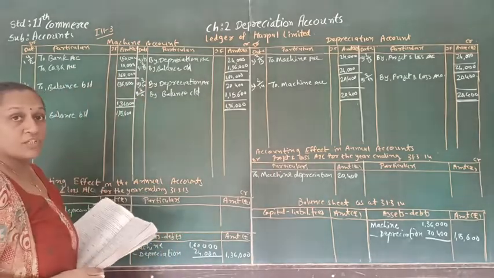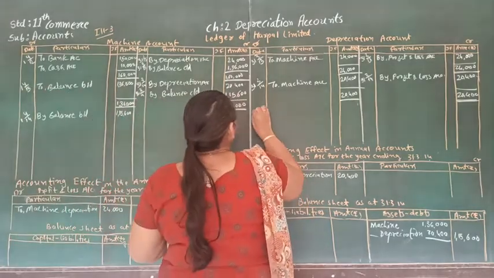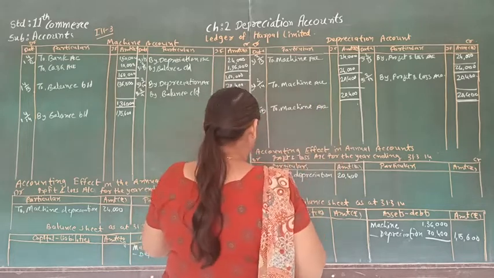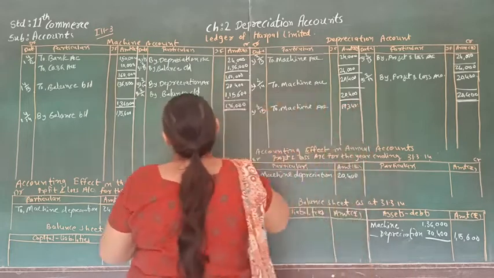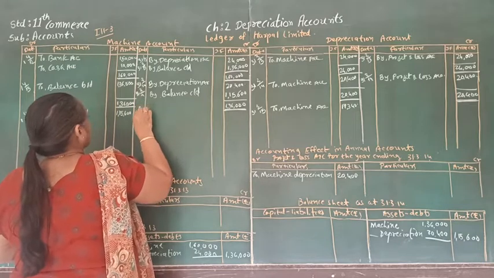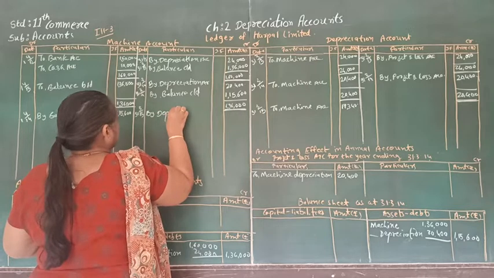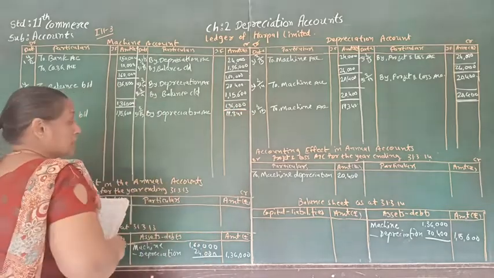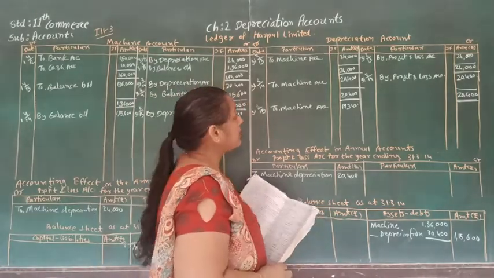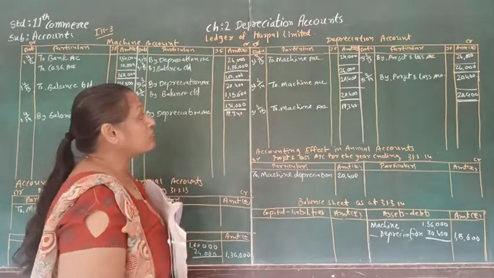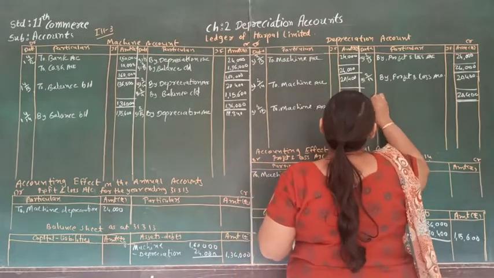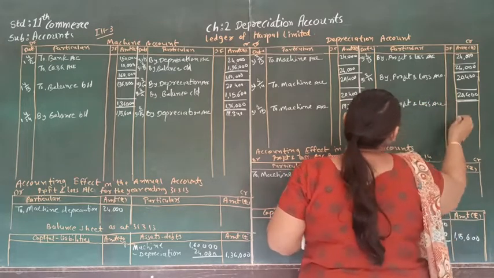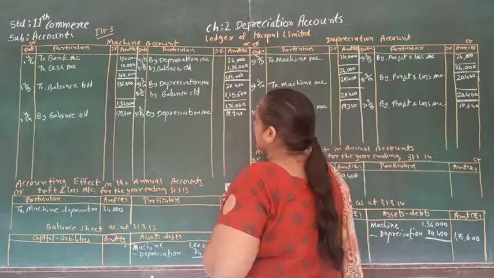So the third year journal entry is depreciation account debit to machine account. So on the debit side of depreciation, 31st 3/15 to machine account, and the amount of depreciation is 17,340. And on the credit side of machine account, we write 31st 3/15 by depreciation account, and the amount will be 17,340. And now let's see the second journal entry, that will be profit and loss account debit to depreciation. But here we don't have to prepare the profit and loss account, so we are going to write only in the depreciation account. So that will be 31st 3/15 by profit and loss account, and the amount will be 17,340.